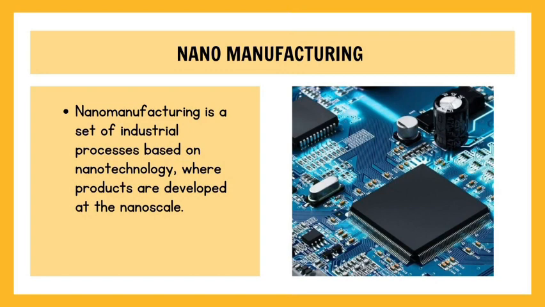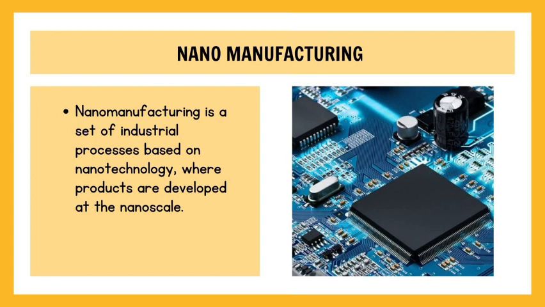Nanomanufacturing is a set of industrial processes based on nanotechnology, where products are developed at the nanoscale. Nanomanufacturing is like making really tiny things. We're talking about things that are so small that you can't see them with your eyes. These tiny things are made on a scale that is a billion times smaller than a meter.